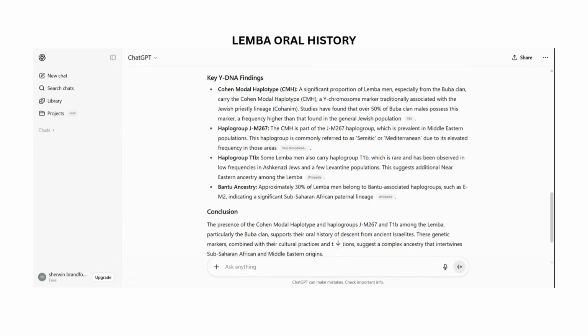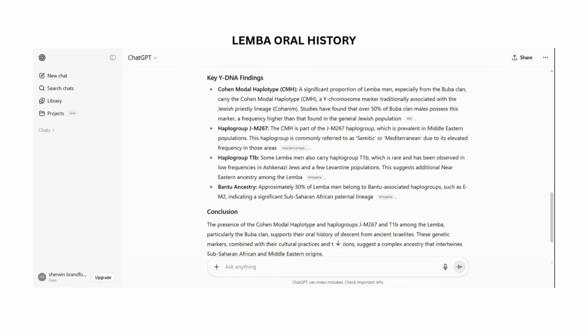So within the Lemba people, you have haplogroup E-M2, which is E1b1a, and this is showing 30%. It's actually much higher than 30%. That's E1b1a. Then you have some haplogroup T, and you have haplogroup J. The CMH is part of haplogroup J.